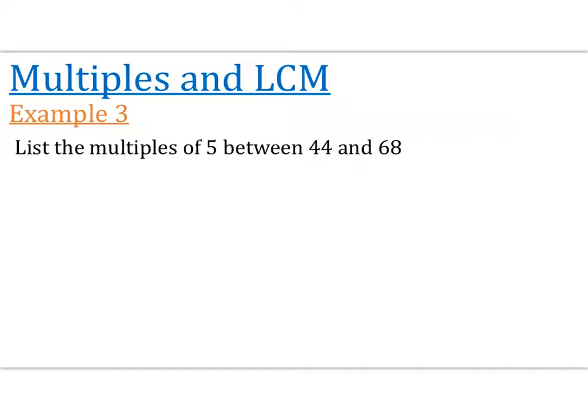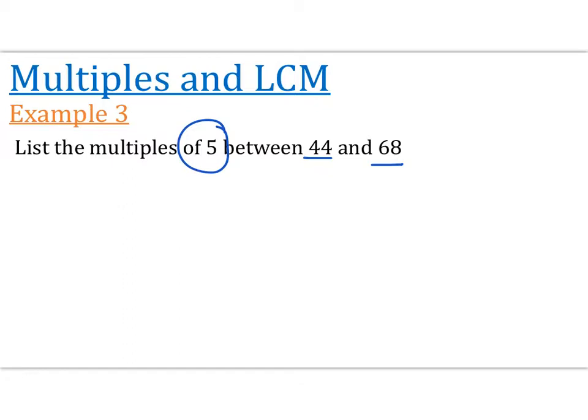All right, here's another question about multiples. This one's a little bit different. It asks us about the multiples of 5 which are between 45 and 68. No, that's not what it says at all. It says the multiples of 5 between 44 and 68.